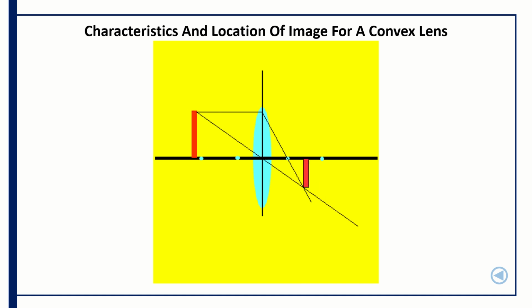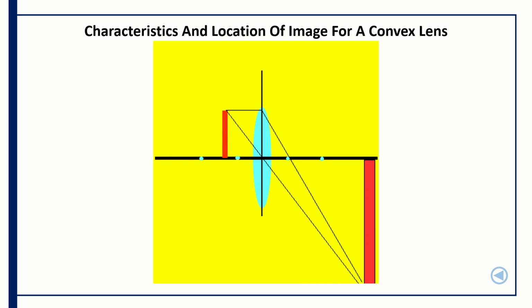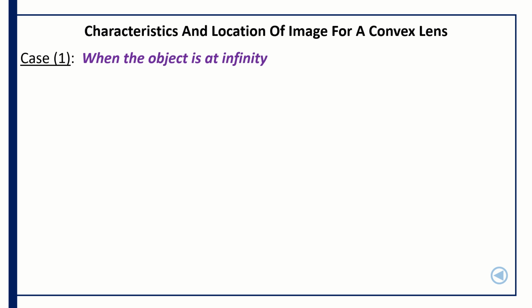So let's try to understand them one by one and try to understand how the nature and position of the image is. So let's try to understand the characteristic and the location of the image we get if we keep the object at different positions in front of a convex lens. So case 1, where we are keeping the object at infinity.